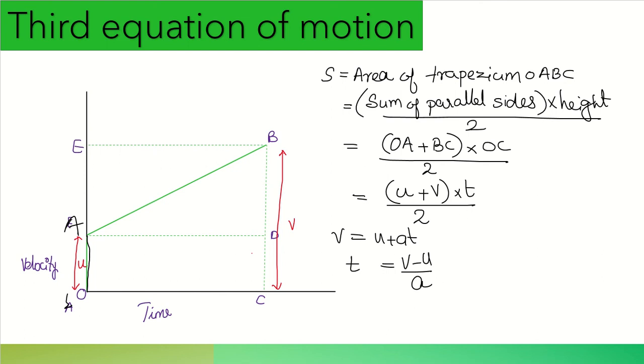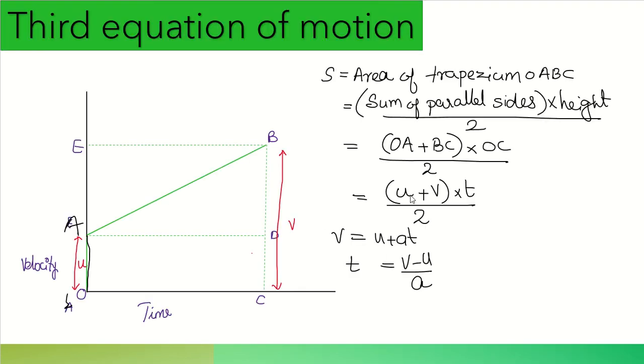Let me take a fresh page. So we have s equal to, what is the formula? s is equal to u plus v into t divided by 2. So instead of t, I am going to substitute the value. What is t?